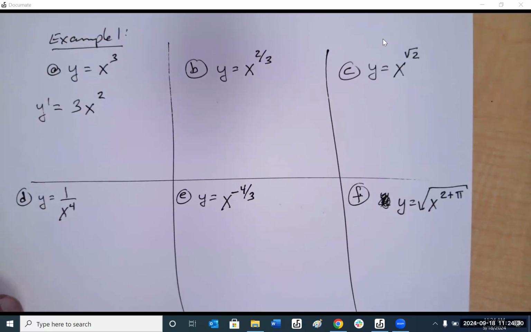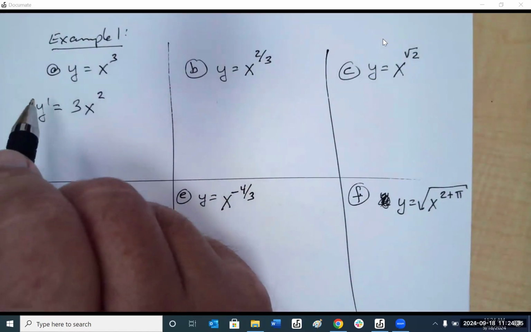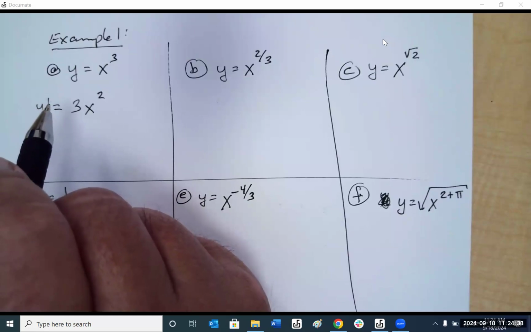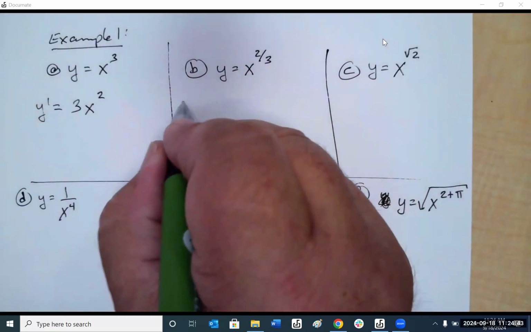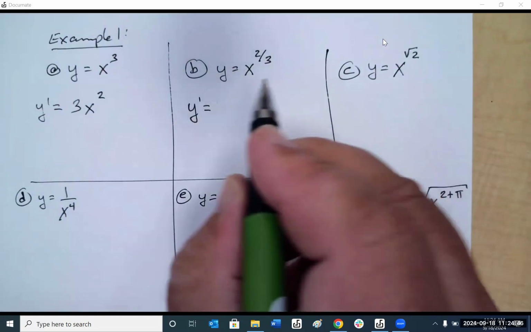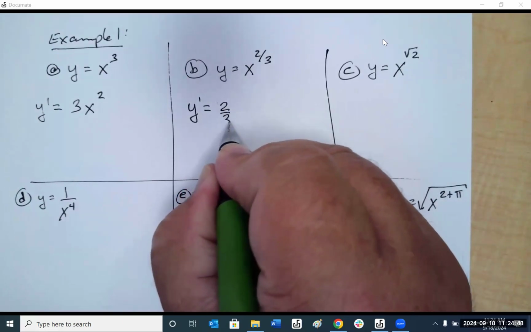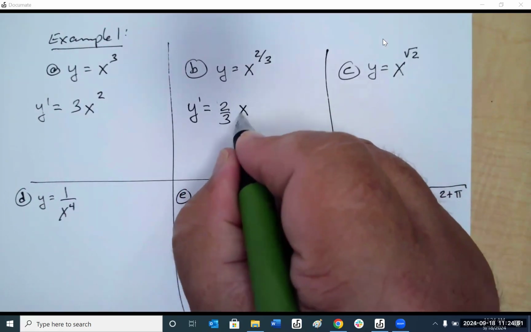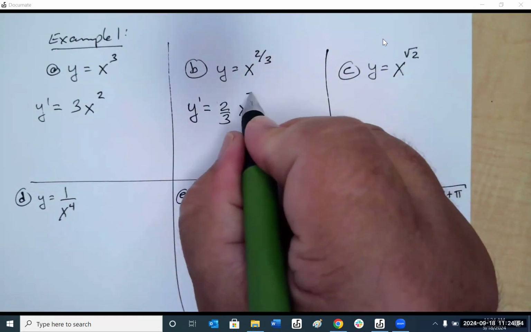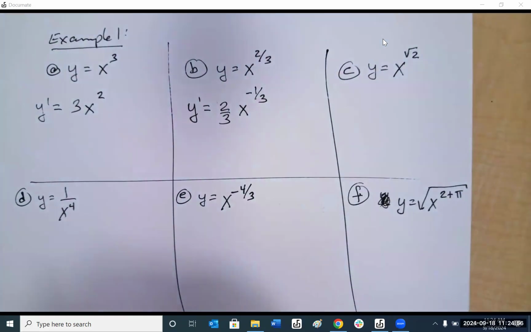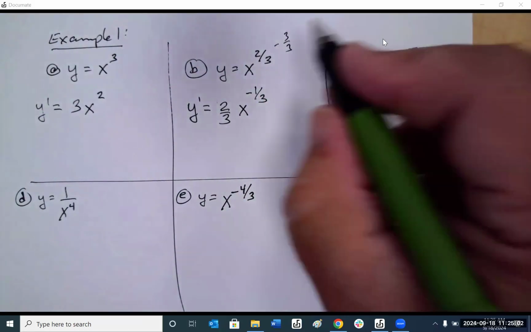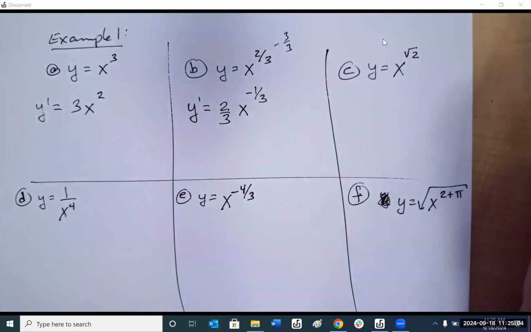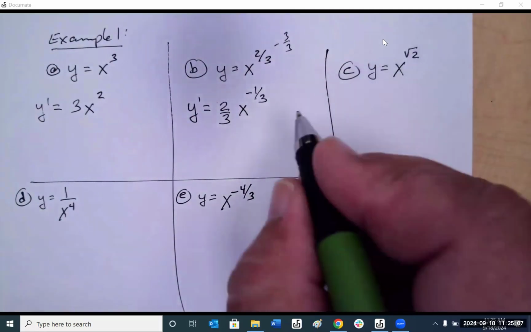Think of how long that would have taken us in the past. Using the limit theorem, we have to do x plus h cubed minus x cubed over h. Now we just do it in one step. How about the next one? Because you subtract 1, which is 3 over 3, 2 minus 3 is negative 1. Never leave your answer in a negative exponent.